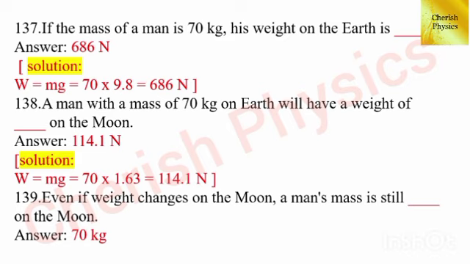A man with a mass of 70 kg on earth will have a weight of how much on the moon? Use the formula W equal to mg, mass is 70 kg and the acceleration due to gravity on moon is 1.63. Substitute that, we get the answer as 114.1 Newton. Even if weight changes on the moon, a man's mass is still 70 kg on the moon.